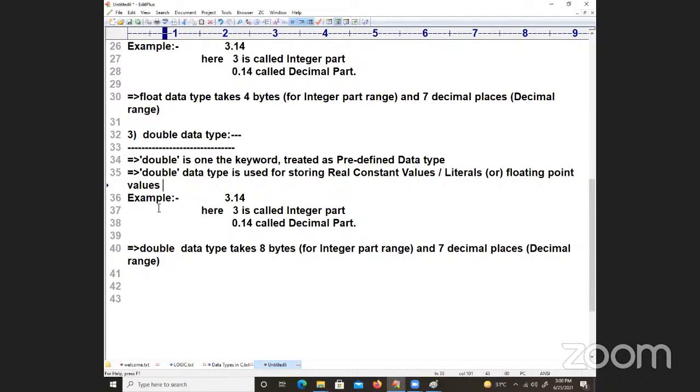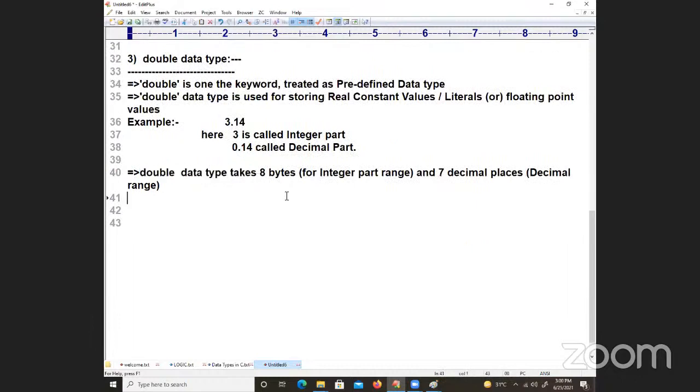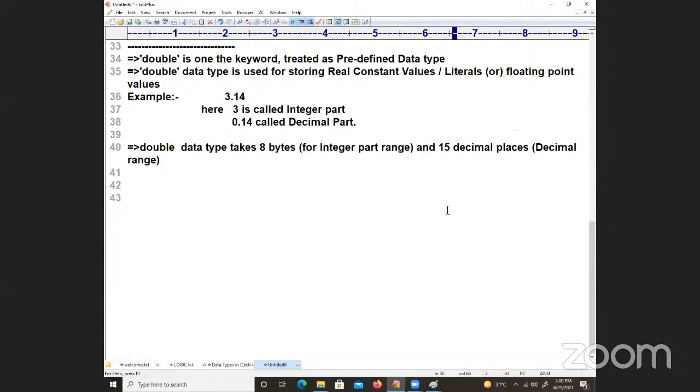Same as float, but what is the difference? Double will take double the capacity of your float: 8 bytes, and then it is taking 15 decimal places as a decimal range. There it is taking only 7, and don't think that it is 14. It is called 15 because we tested it in Java also. So I hope you people are understanding what exactly this double is. Dear students, are you okay with this answer? Yes, guys.